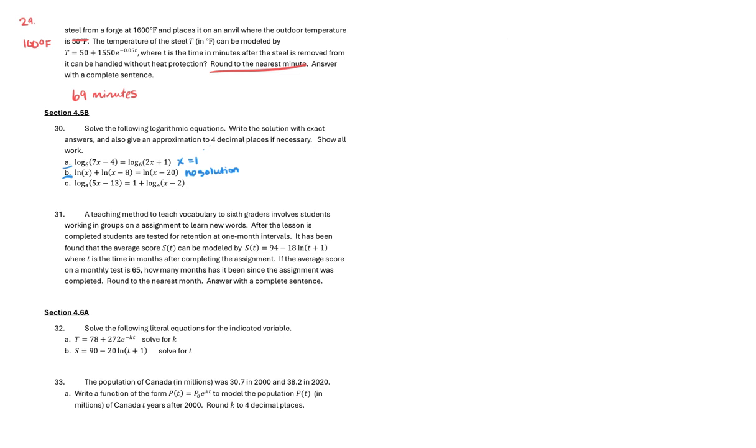Okay, moving on to part C. So we have log base 4 of 5x minus 13 equal to 1 plus log base 4 of x minus 2. We're going to want to get things that look alike together, so I'm going to move this log onto the other side. So log base 4 of 5x minus 13 minus log base 4 of x minus 2 equal to 1.